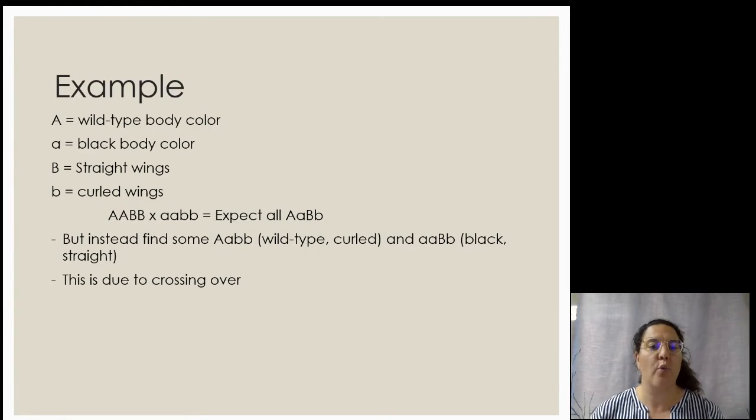For example, one chromosome might have wild type body color and black body color, and then straight wings and curled wings. But instead, we might find some wild type curled and black straight due to crossing over. So we would expect all of them to be heterozygous, but we do find some with recessive traits due to crossing over during meiosis.